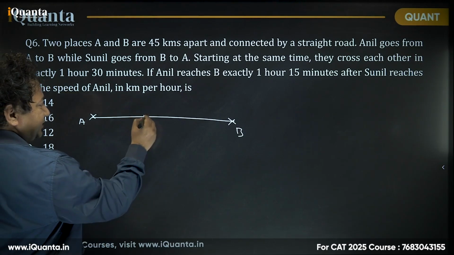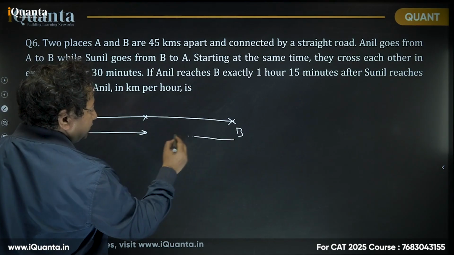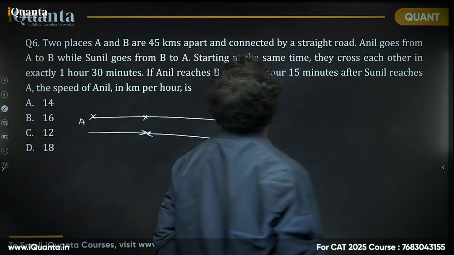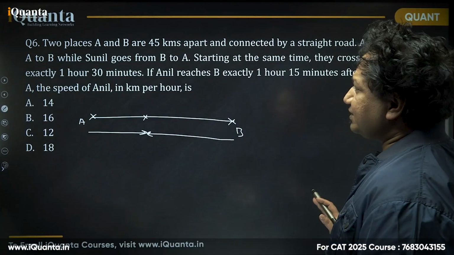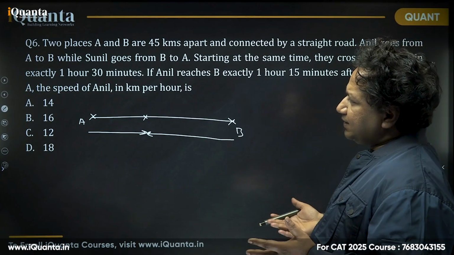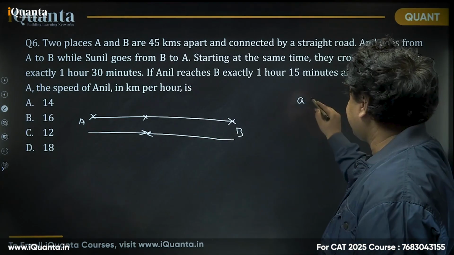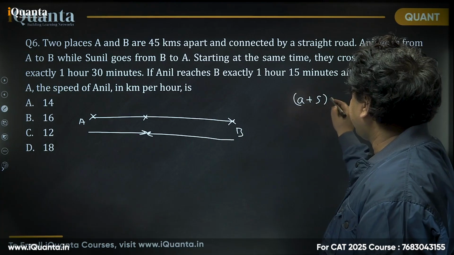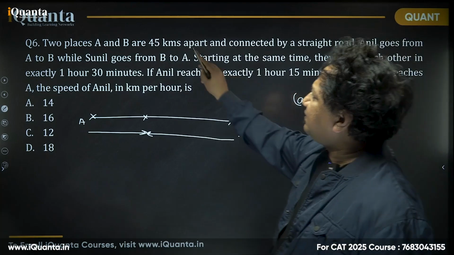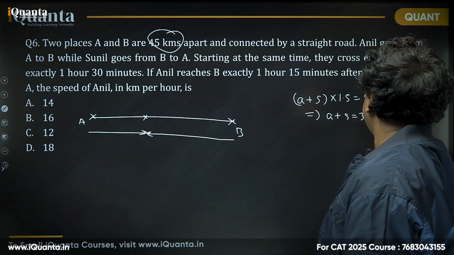So let's say this is where they cross each other. Okay. And both have traveled for 1 hour and 30 minutes. That means 1.5 hours. So just from this, I can assume one thing. I assume the speed of Anil to be A kilometers per hour and Sunil to be S kilometers per hour, then because they're traveling in the opposite direction, the relative speed will be added. So A plus S multiplied by time must be equal to the total distance, that is 45 as given in the question already. Which means the value of A plus S will be equal to 30. Let this be the first equation.